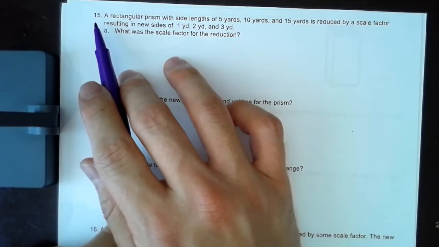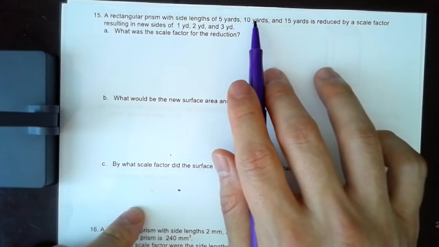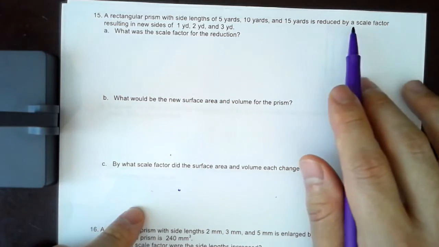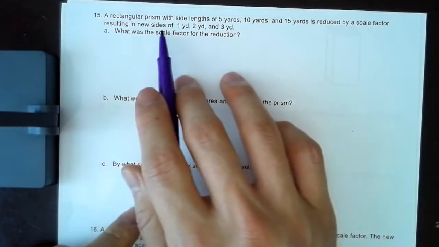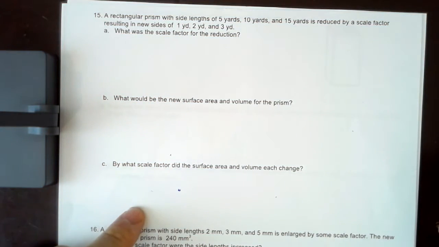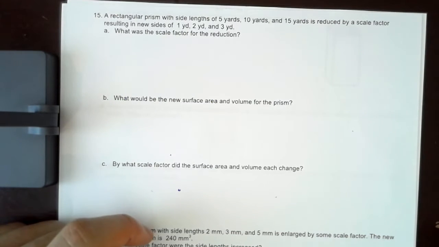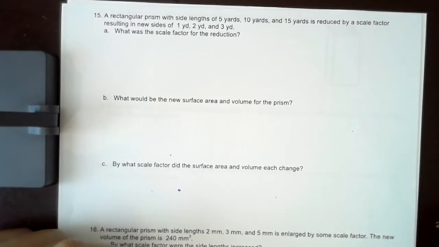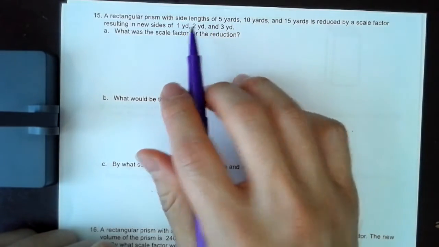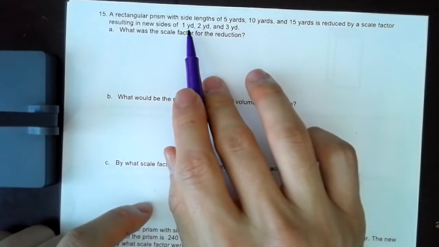So number 15 says, a rectangular prism with side lengths of 5 yards, 10 yards, and 15 yards is reduced by a scale factor, resulting in new sides of 1 yard, 2 yards, and 3 yards. So one thing that we have to remember, class, is that scale factors can also decrease the original side length, and it's kind of like zooming in and zooming out, right? If you want to zoom in, you would increase the side lengths, but if you zoom out, then it starts to look smaller and smaller.